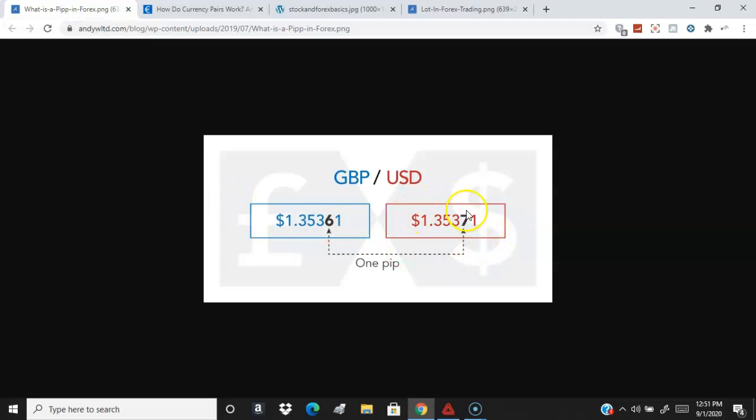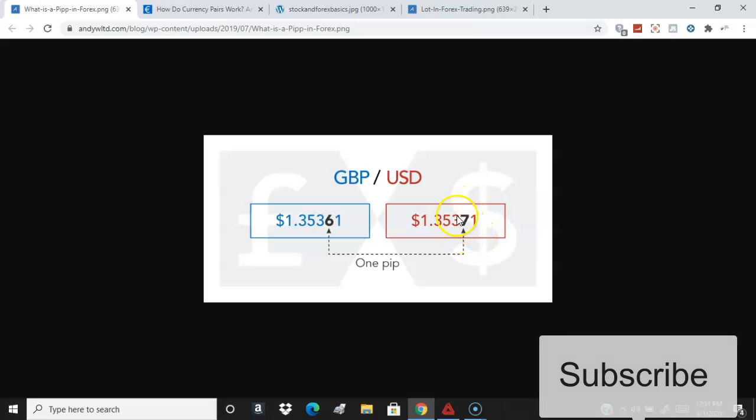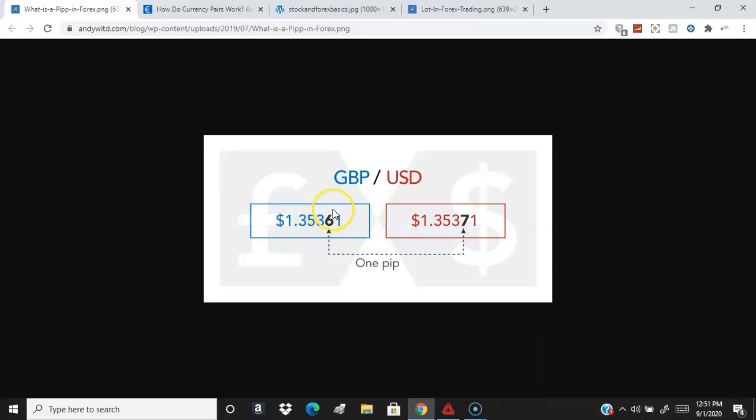Pips are this motion. So if this goes up or down, this is called a pip right here. So the second one from the bottom, from the last. These are all called pips, but this is one pip. You hear people say, I caught 100 pips today. So that means it actually went up by 100.